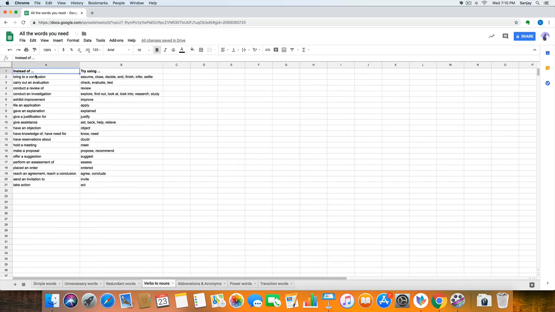Verbs to nouns: bring to a conclusion, carry out an evaluation. Instead of saying carry out an evaluation, say check, evaluate. Again, one of the things that we as non-native speakers do is add a verb to a verb, which I'll be talking about in the next video. So it's like, say for example, let me do research.